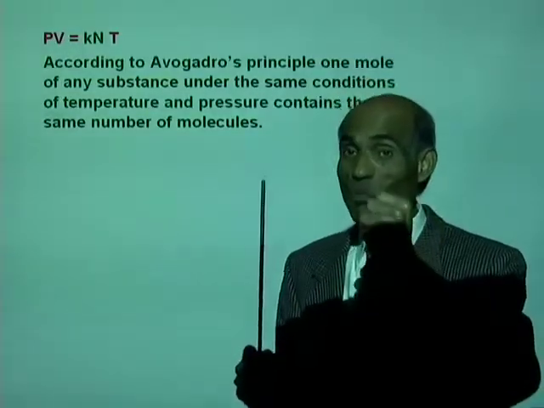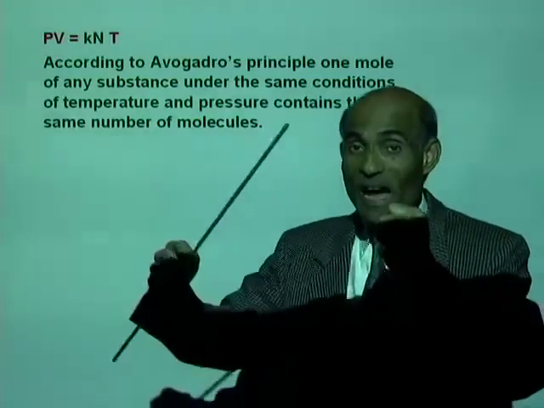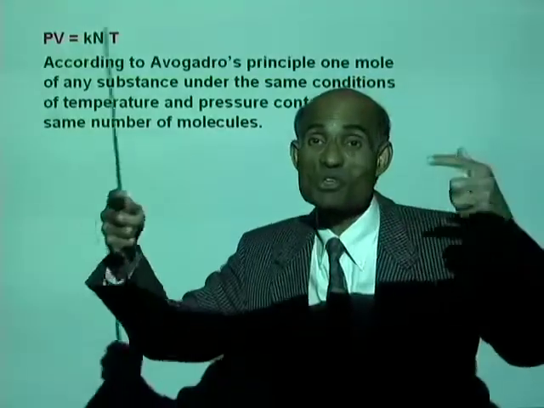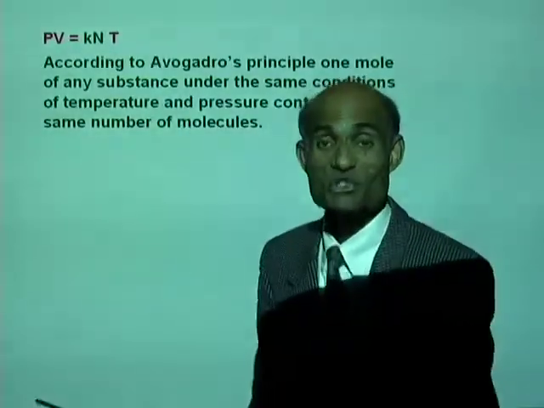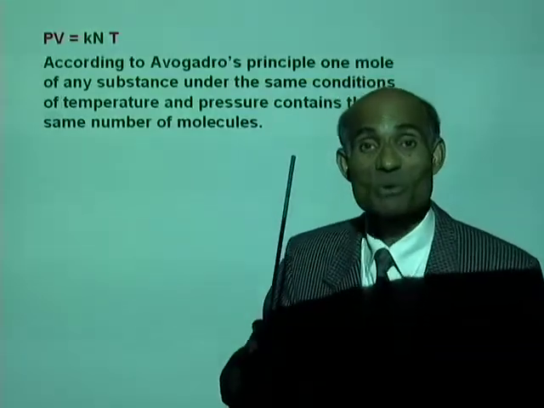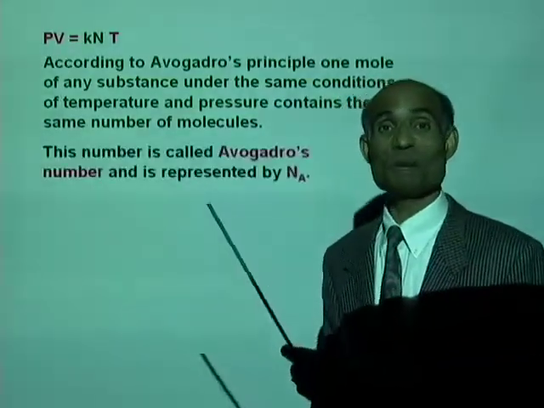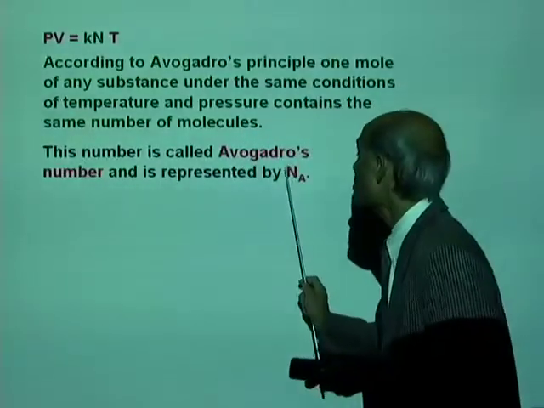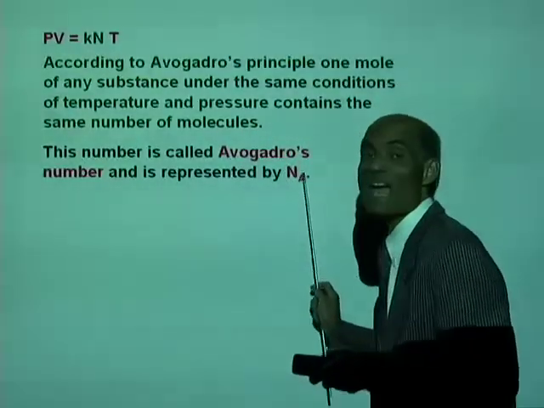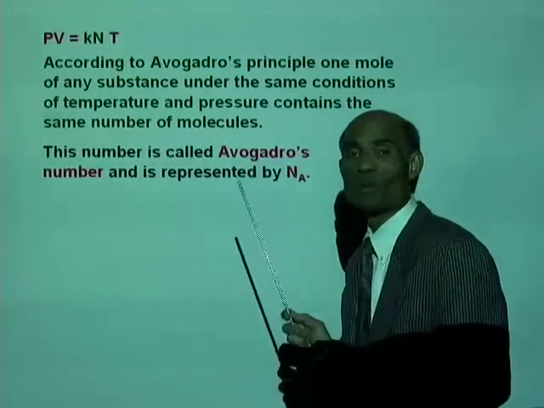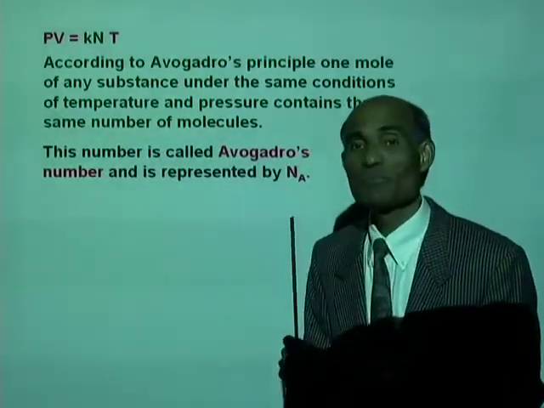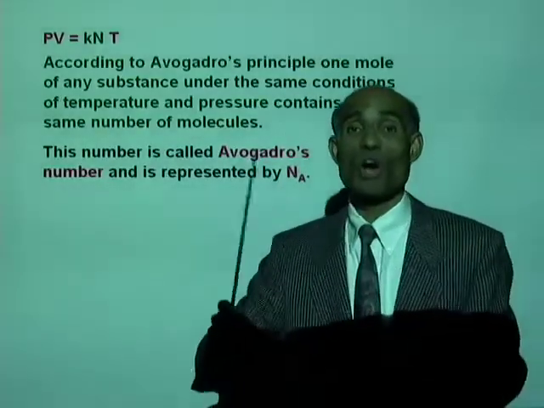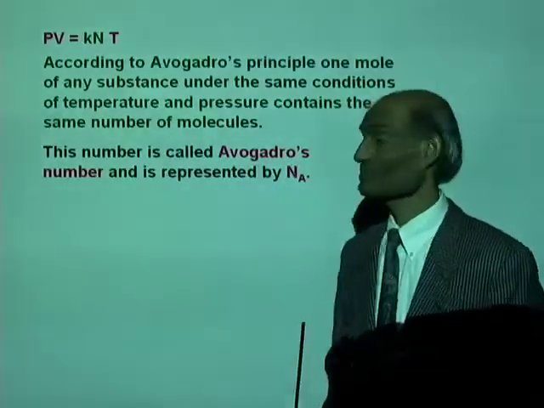If I take 1 mole of hydrogen, it will have the same number of molecules as 1 mole of oxygen under the same conditions of temperature and pressure. That number is called Avogadro's number, represented by Na. What does Avogadro's number give you? The number of molecules in a mole of a given amount of substance.